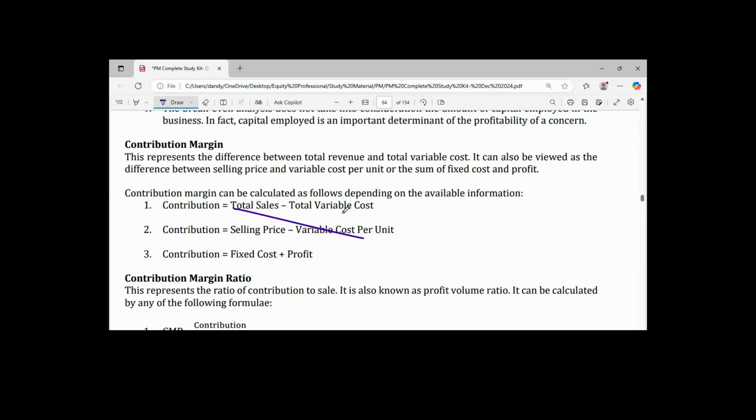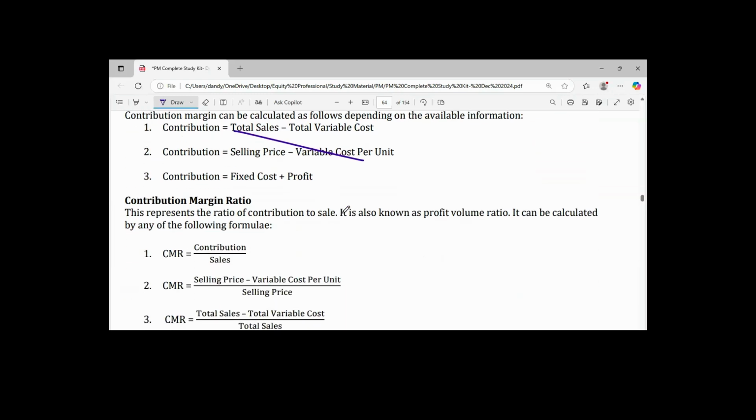So let's talk about contribution margin ratio. The contribution margin ratio, also known as profit volume ratio, represents the ratio of contribution to sales. It can be calculated using any of the following formulas, depending on the information available. If in the question you are not given selling price, and you also don't have profit or fixed cost, but you are given total sales, total variable cost, and contribution, just divide contribution by the total sales.